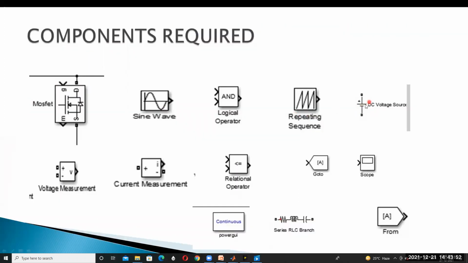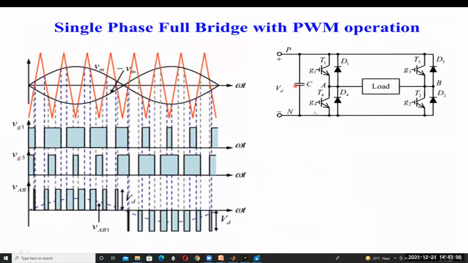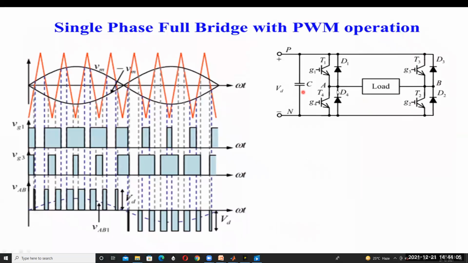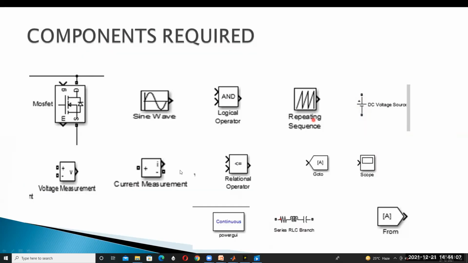And the next is the DC voltage source. The DC voltage is required, and that is called the DC voltage source. By entering DC voltage source in the MATLAB library, we'll get this component. Also, to measure the voltage across the load, we need one voltage measurement, which is just like a voltmeter.